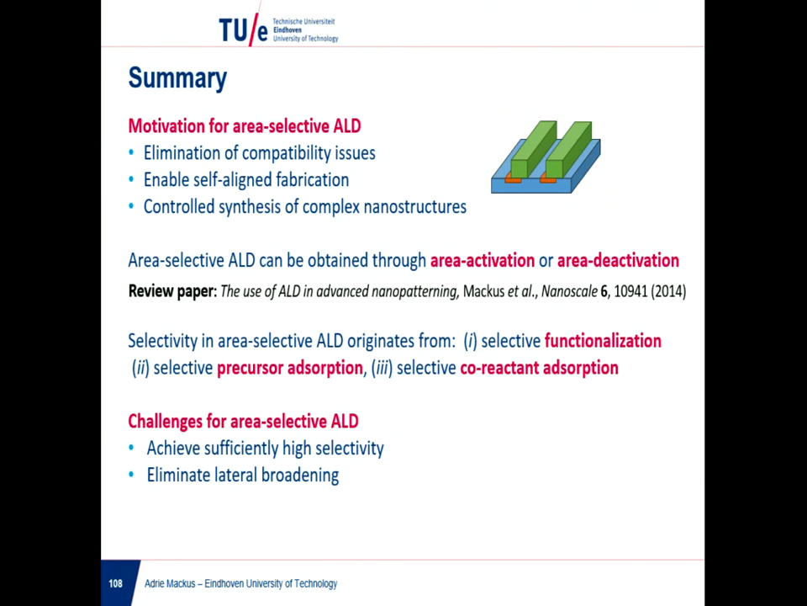Then at the beginning I talked about different approaches for patterning based on ALD: area activation or area deactivation. And then in the middle part it was about different approaches for how you can make a process selective: functionalization, selective precursor adsorption, or selective co-reactant adsorption. And the last thing is that the two main challenges are to achieve a high selectivity, but also to do something about this lateral broadening, because I think this is one of the main challenges here. That's it. Thank you.